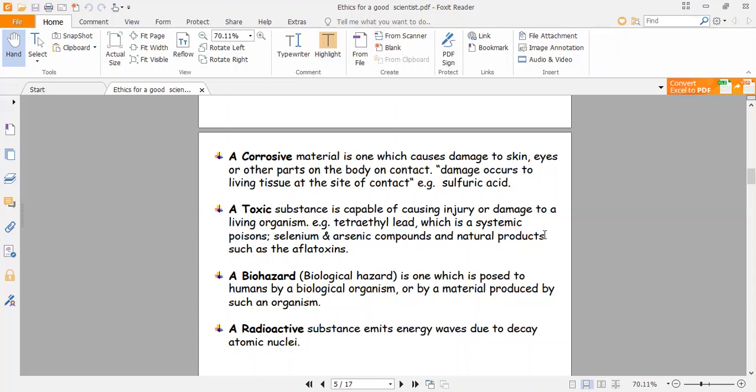Hazards can be radioactive. Radioactive hazards are the very dangerous type of biohazards because they are carcinogenic, and that is why you should be very careful using these type of chemicals.